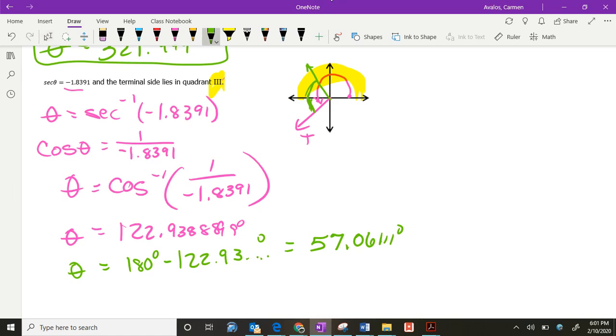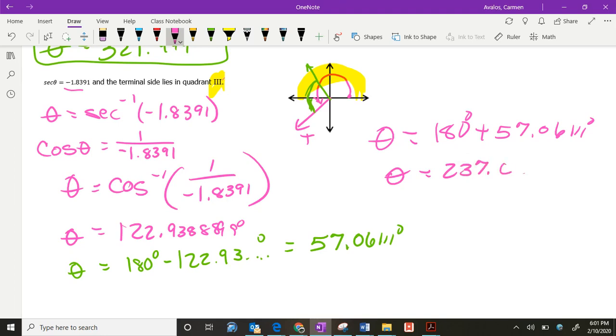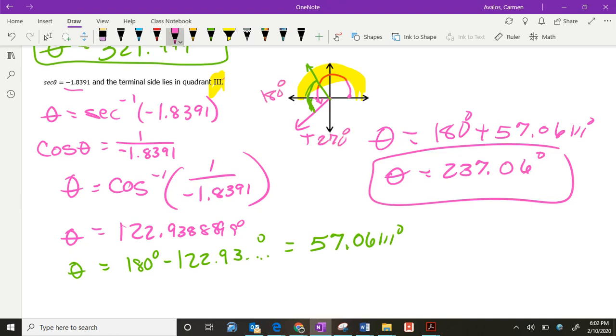So in order for us to get the standard position angle from the initial all the way to the start there, what we're going to do to get the real angle is, I guess I could do that in pink, and let me do that really quickly. And so the real angle that we want is we're going to do the whole thing, 180 plus the reference angle, which is going to be 57.06110. So theta is going to be 237.06 degrees, which makes sense because in the third quadrant, we're doing 180 to 270. So it has to be in between there, and that is our angle. Very good.